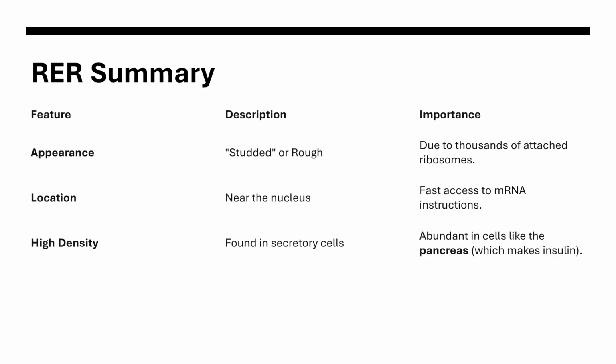First of all is the appearance. As we have seen, the rough endoplasmic reticulum gets its name because it is studded with thousands of attached ribosomes. This is not just for show. Having the ribosomes physically docked on the membrane allows the protein chains to be injected directly into the transport system as they are being built. So it is the ultimate just-in-time manufacturing process.